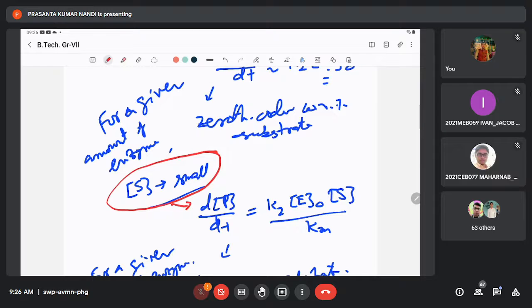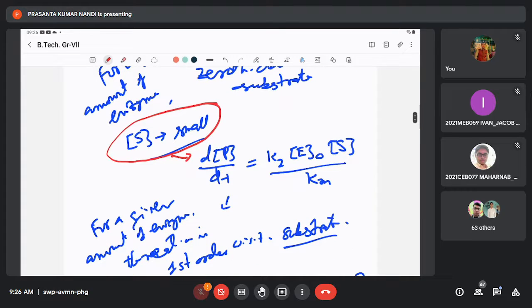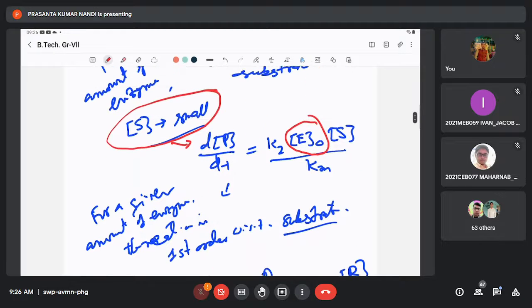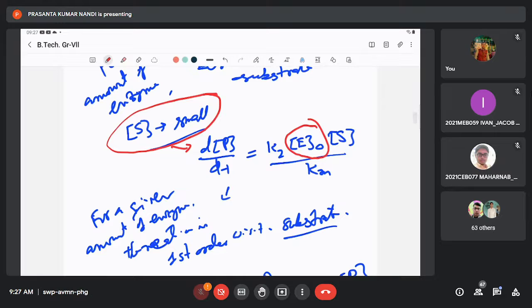And here it is clear that for a given amount of enzyme, because E0 is constant for a given amount of enzyme, and K2, Km, these are constants. So you see that the reaction is first order with respect to substrate concentration, right? So this is very important. So if you keep substrate concentration small, then we can get this first order reaction. Okay.